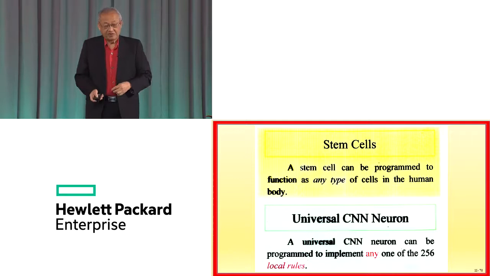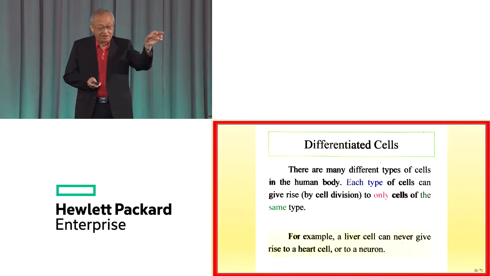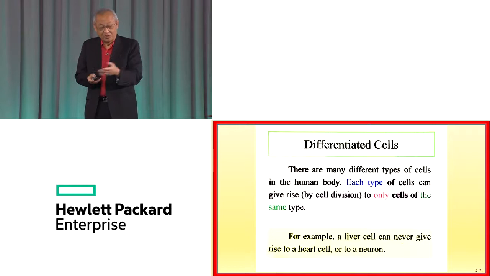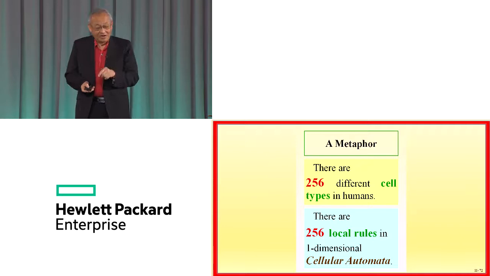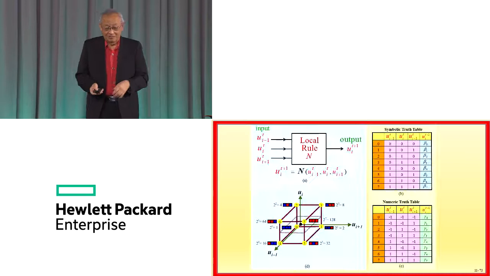And of course, you also know that there are many different types of cells in our human body, in your body, in my body. Each type of cell can give rise by cell division to only cells of the same type. So it's just like a CNN. Once you pick this set of 8 numbers, you can only do that rule, okay? So for example, a liver cell can never give rise to a heart cell or to a neuron, okay? And now, it's interesting that there are, believe it or not, 256 different cell types in humans. It's just a coincidence. And we have 256 local rules for cellular automata, which is just a fluke here, but it's the same number. And now I'm going to tell you how I'm going to teach the kids.